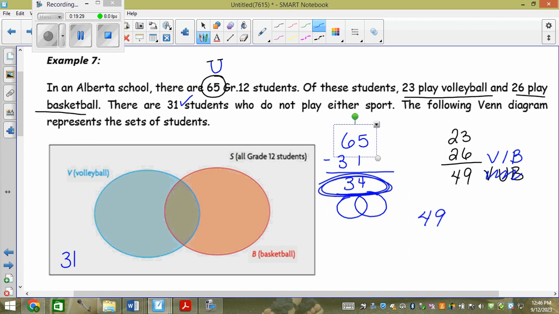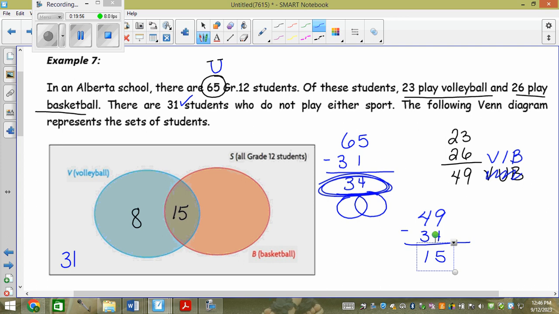All right. So 49 tickets, but I only have 34 kids. So I subtract them, and I get how many? 15 extra, correct? So that means there's 15 in both. There's 15 people who put in 2 tickets, right? So 15 goes in the middle. How many play volleyball only? 8, because 23 minus 15.